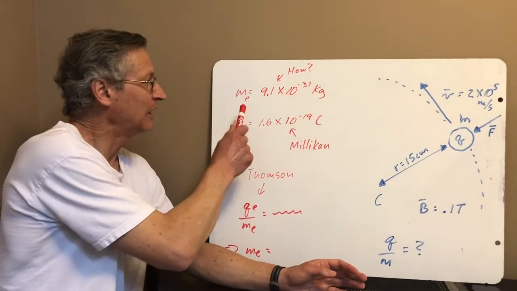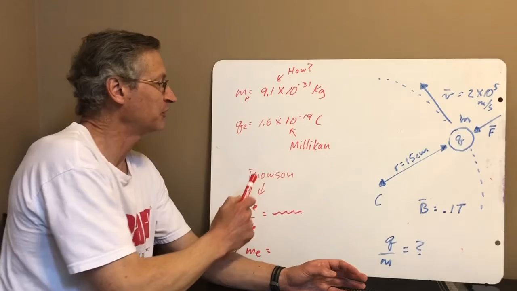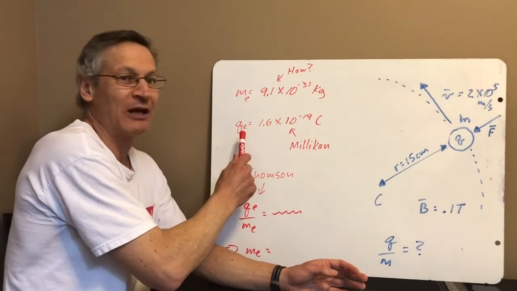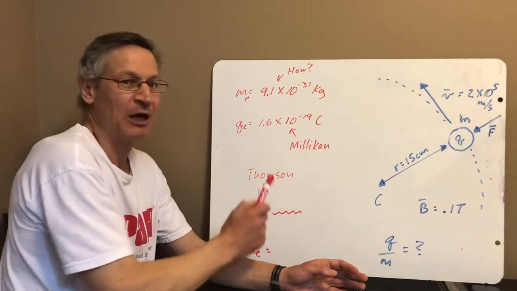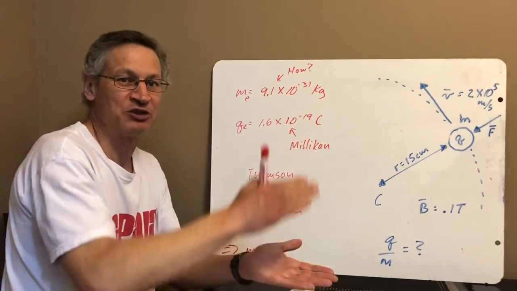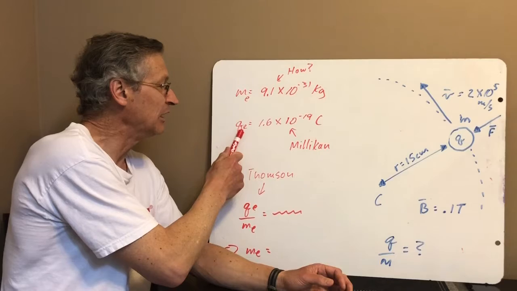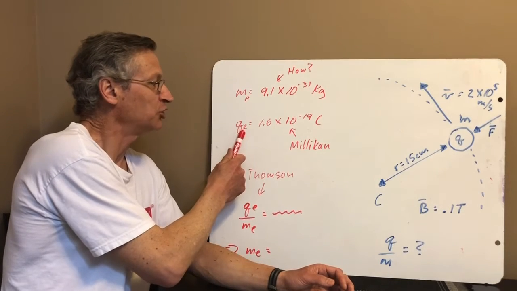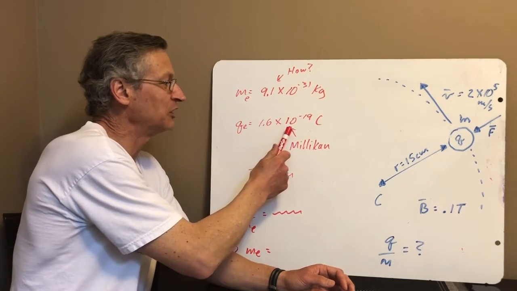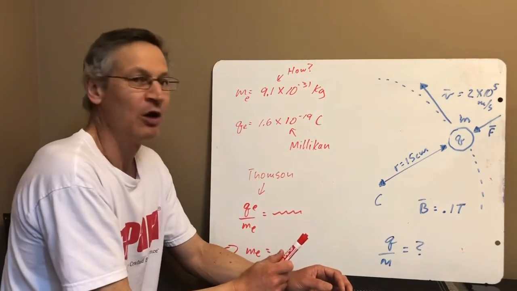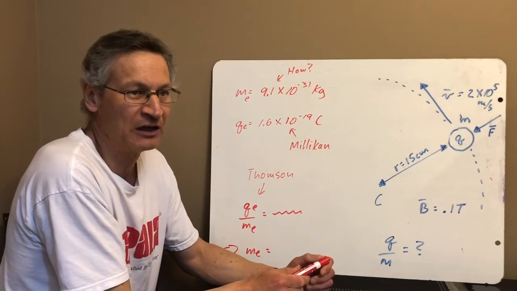Here's how the mass of an electron can be calculated. Remember last year we talked about Millikan's experiment? He looked at oil drops suspended between charged plates. And Millikan found that the charge of an electron is equal to 1.6 × 10⁻¹⁹ coulombs. Millikan did that in the early 1900s.